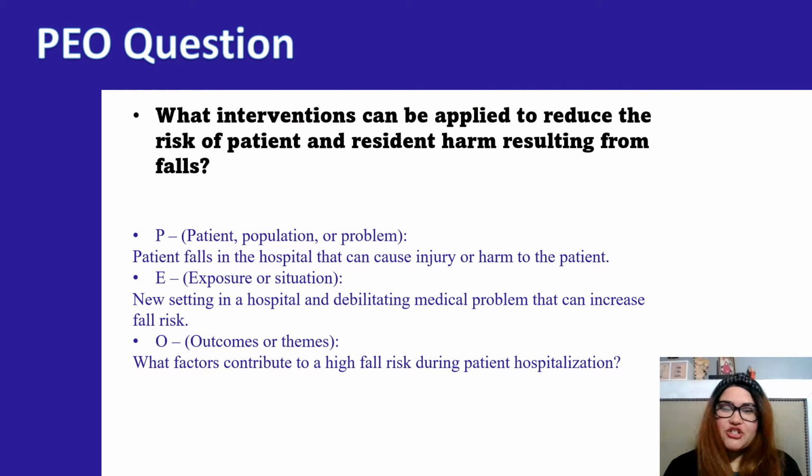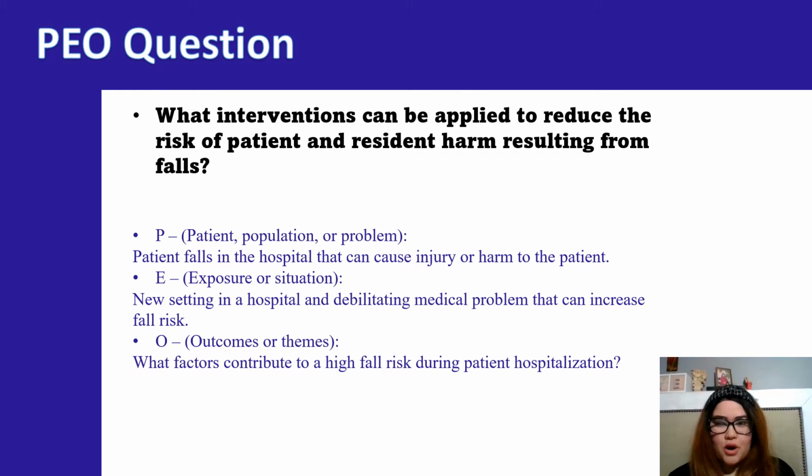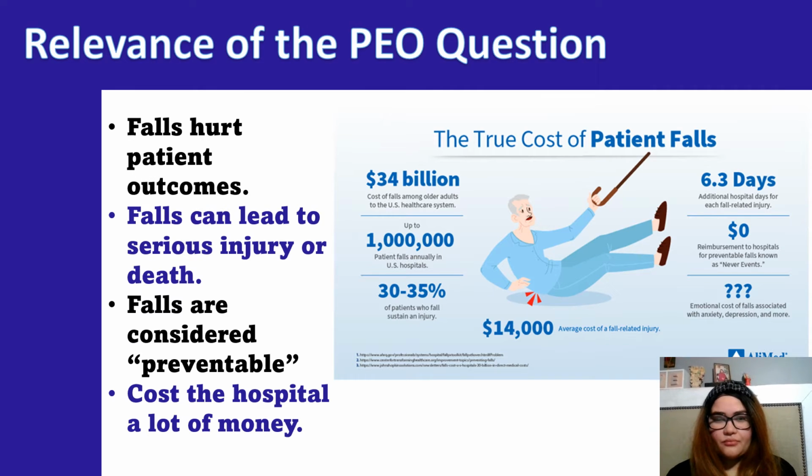For my PICO question, for patient population, it's going to be patient falls in the hospital that can cause injury or harm to the patient. For exposure, a new setting in a hospital, and debilitating medical problems that can increase fall risks. And for outcomes, it's what factors contribute to a high fall risk during patient hospitalizations.